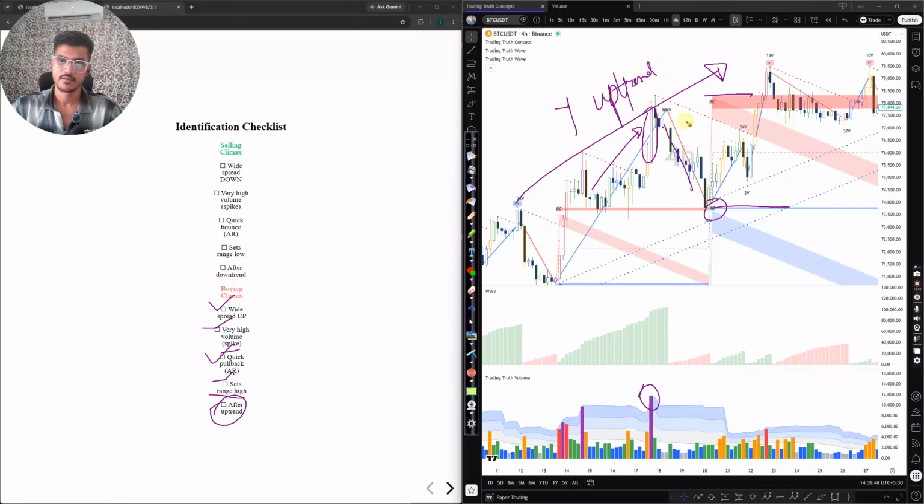Now after this secondary test pullback, you can take this trade. If it sustains there, you can take a trade above that. Let it build the cause, and the same sort of event you can apply here as well. All this is a result of identifying the buying climax or selling climax accurately.